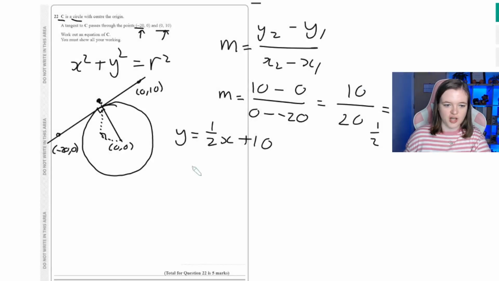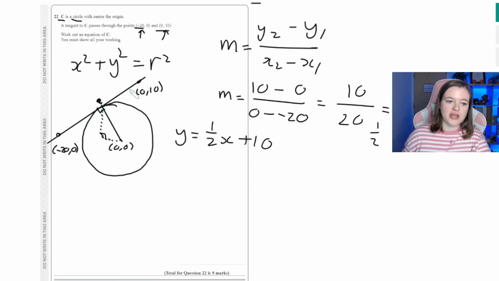Let me then change colour. We're going to look at the radius now. So that's the equation of the tangent. Then I want to find the equation of this radius. So what I'm going to do is first find the gradient of it. The gradients of perpendicular lines, one is the negative reciprocal of the other.